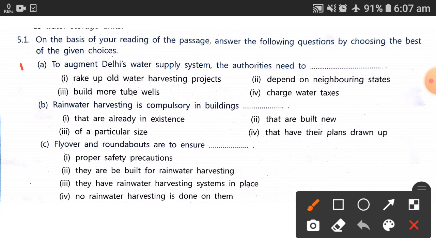Now the first question is 5.1. It is telling: on the basis of your reading of the passage, answer the following questions by choosing the best of the given options or choices. So I'll let you all complete it. Number 1: to urgently revive Delhi's water supply system, the authority needs to. So there are 4 options and you have to select one of these 4. Number 1, rake up old water harvesting projects. Number 2, depend on neighboring states. Number 3, build more tube wells. And number 4 is change water taxes.